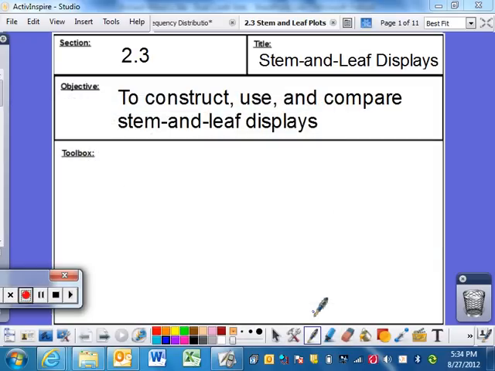Alright, this is 2.3 stem and leaf display lecture. So we're going to learn or remind ourselves how to construct, use, and compare stem and leaf displays.